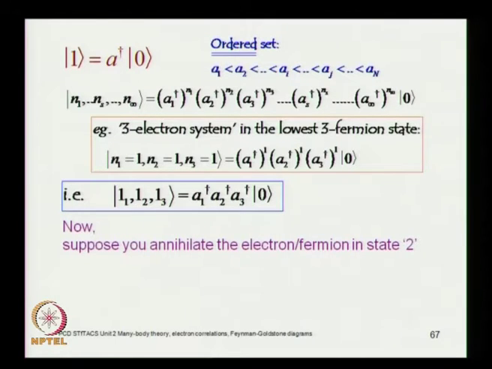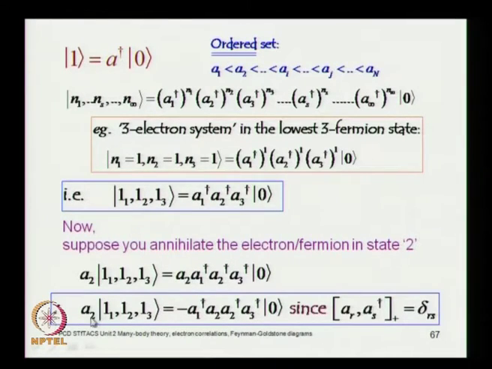Now, this is the one that we have chosen for the purpose of this discussion to be destroyed. So, you have got the annihilation operator for the state 2, A2, operating on this occupation number state. Now, this state itself is the result of A1 dagger, A2 dagger, A3 dagger operating on vacuum. So, now you have got A2 operating on these. Now, if you want to move A2 to the right, does A2 commute with A1 dagger?